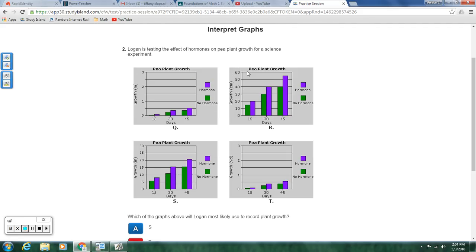Alright. So this one, he's testing the effect of hormones on pea plant growth. That's hard to say. Say that 3 times really quick. Pea plant growth, pea plant growth, pea plant growth. Everybody did it but me.